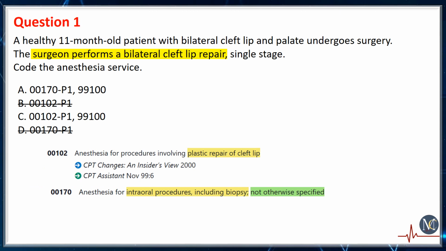After eliminating option B and D as incorrect, our next step is to verify the correct provider service. In this case, the service performed was cleft lip repair. For the remaining option A and C, let's verify the correct service. The first option 00102 is for anesthesia for procedure involving plastic repair of cleft lip, while the next code 00170 pertains to anesthesia for intraoral procedure including biopsy not otherwise specified.